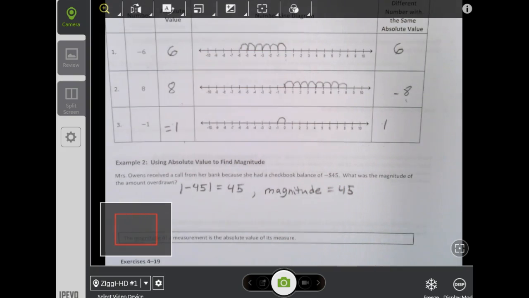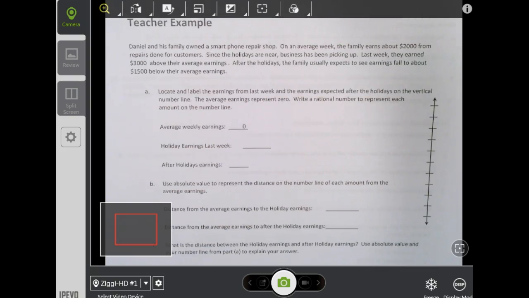Now, what does that mean? That means in terms of real life, you would not say, I have overdrawn negative $45, but you would say, I have overdrawn or taken out more than $45. Please turn in your packet to the last page where it says Lesson 11, Teacher Example.